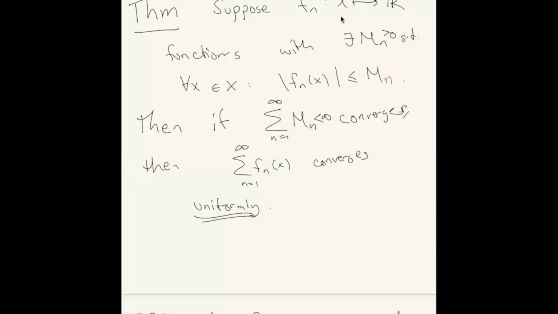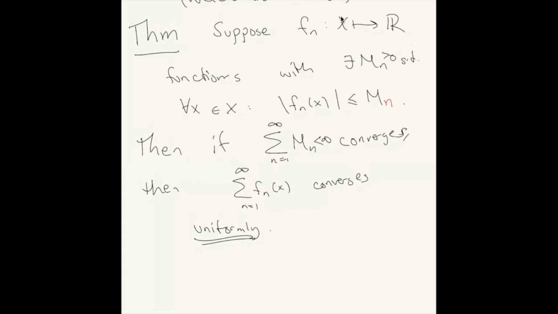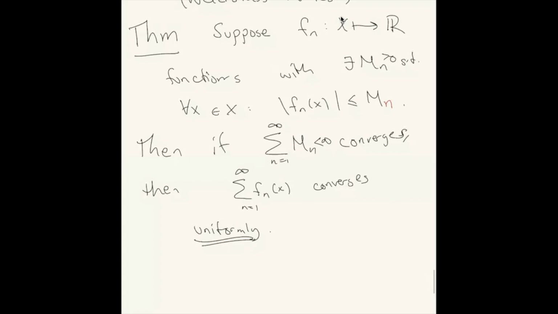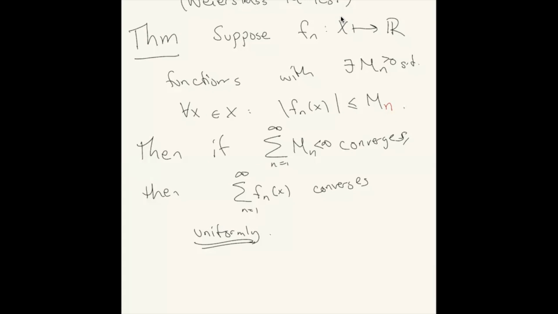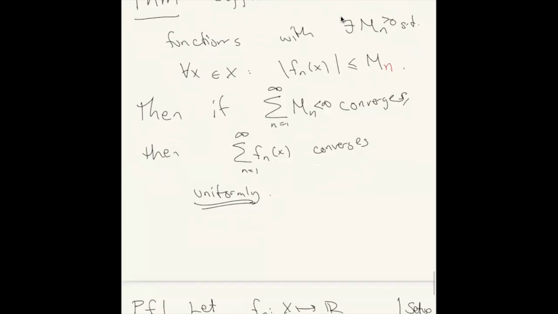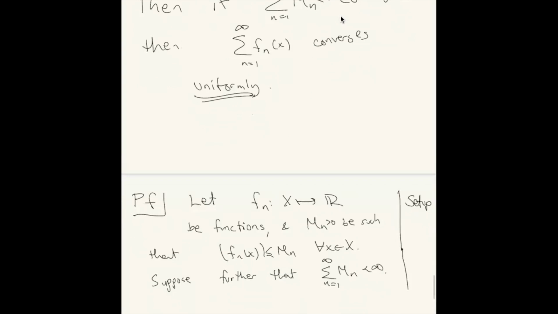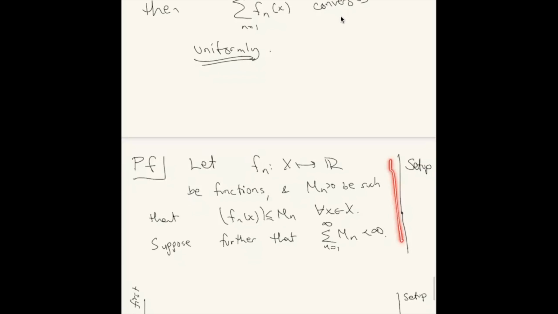Any questions on the statement? We'll see applications of this at the end. But since we have the proof scheme fresh in our mind, let's go through the proof. So again, a proof always has a setup. Suppose we have some functions. Suppose we have the bounds that we stated. And suppose that the series converges.